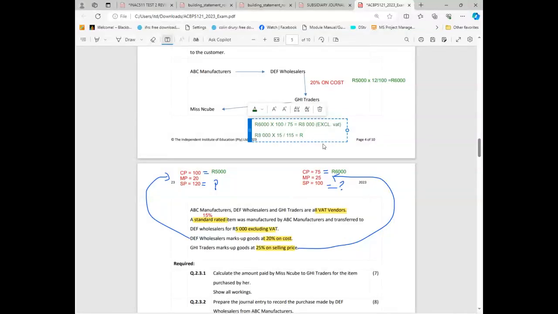It would have been 10,043.47 or 48. With this calculation, you get 10,000. This 15 over 115. No, we can't get this 10,000 with that calculation. Then it doesn't make sense. Then you're calculating excluding VAT, because then it's decreasing the amount.